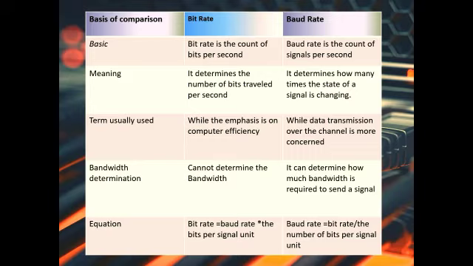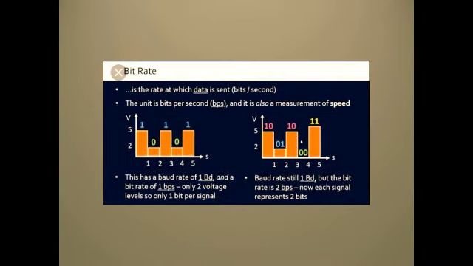Bitrate cannot determine the bandwidth, while baud rate can determine how much bandwidth is required to send a signal. Bitrate can be calculated by multiplying baud rate with the bits per signal unit, and baud rate is calculated by dividing bitrate by the number of bits per signal unit. Here is a graph showing bitrate and baud rate.